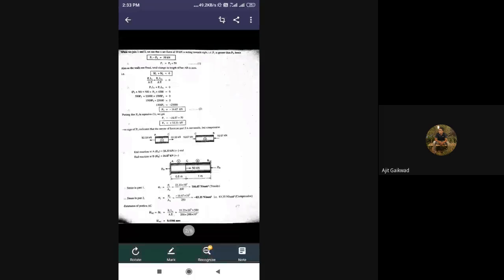Any problem in equation 1? इक्वेशन 1 पर्यंत काय प्रॉब्लेम आहे का कोणाला?